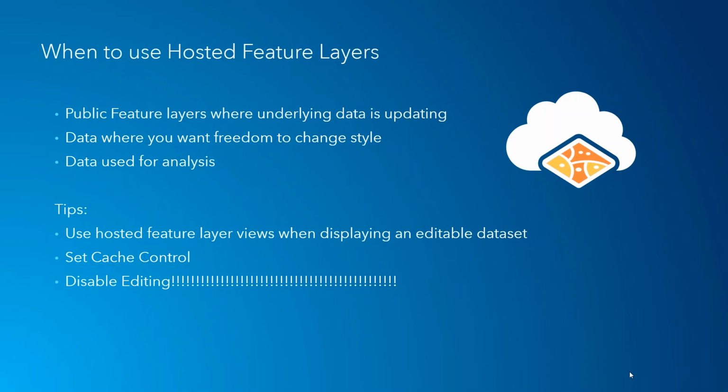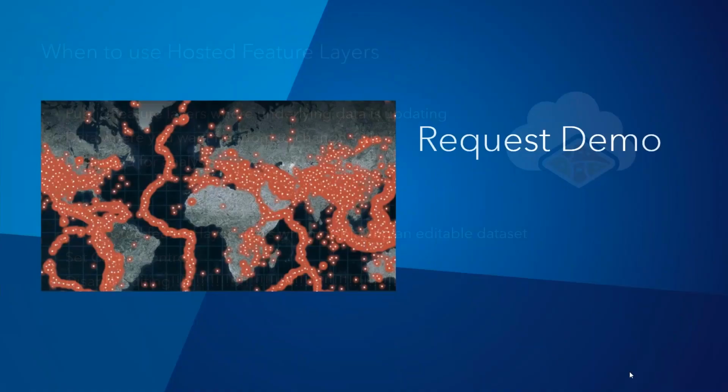It's really great for using feature layer views to display an editable data set, and that's using hosted feature layer views. I will talk about disabling editing on public layers because it's really important, but you can always make a view-only version of an editable layer so that the general public doesn't have access to an editable data set. Another tip is to set the cache control, which I'll demo a little bit later, and then make sure editing is disabled on a public hosted feature layer.